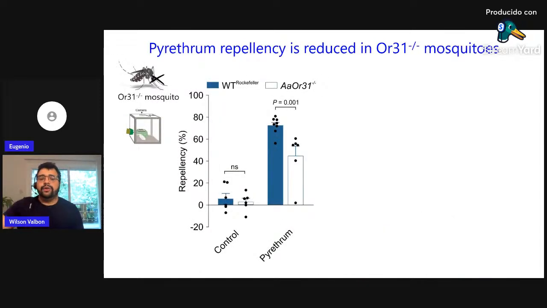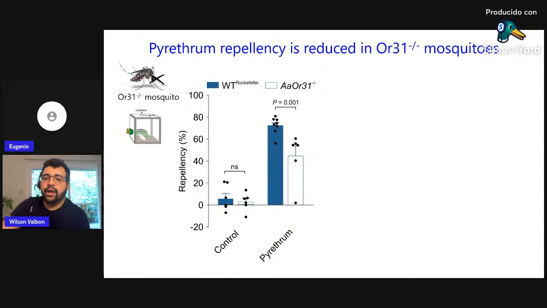However, when you use the pyrethrum to test the repellency in these mosquitoes, the repellency is reduced. You can see here in blue we have the wild type mosquito, and in white you have the mutant OR31 mosquito. For control, no difference. The background of the mosquitoes is perfect. And yes, the repellency was reduced in OR31 mosquito.